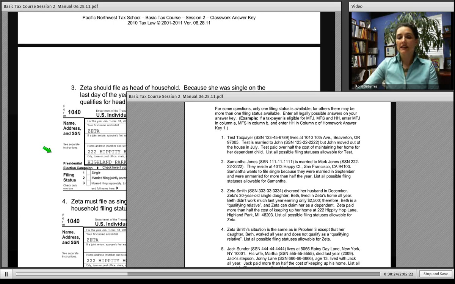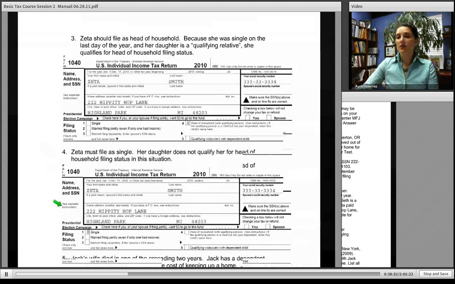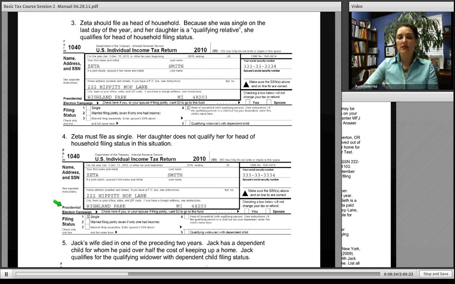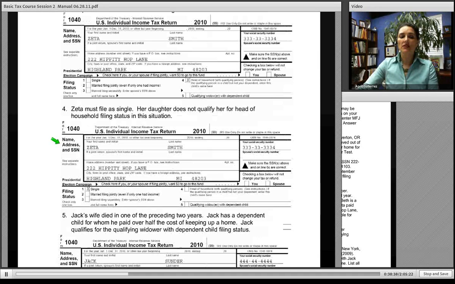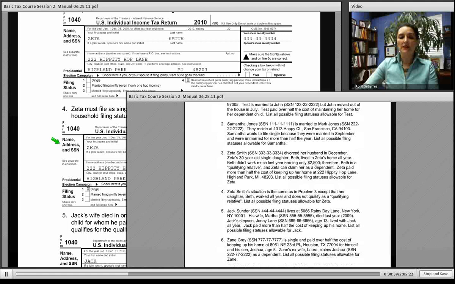Now in problem number 4, everything's the same except that Zetta's daughter worked and earned more money and does not qualify as a dependent. And if Zetta has a person living with her who is not her dependent, then that person cannot qualify her as head of household. So she does not qualify for head of household. Since she was divorced on the last day of the year, she is going to be filing with the single filing status.